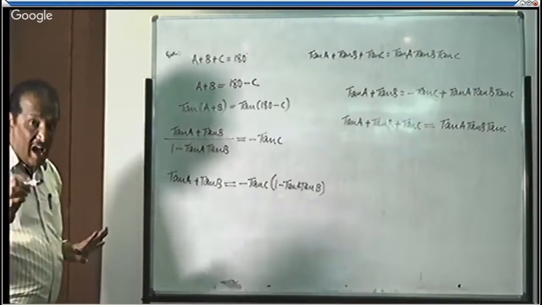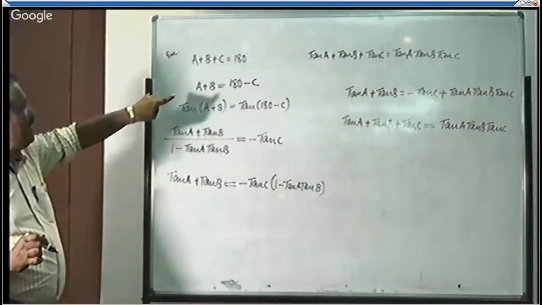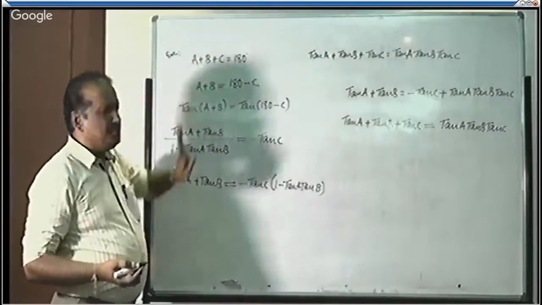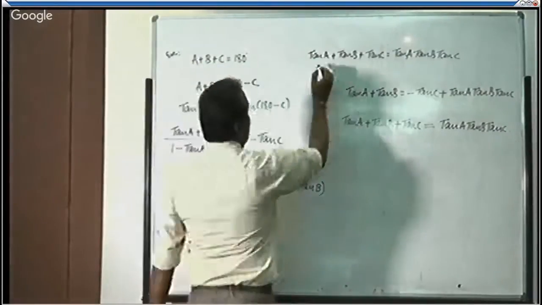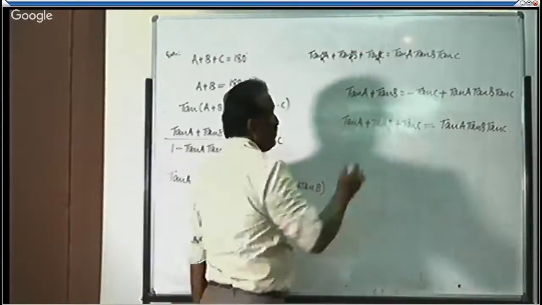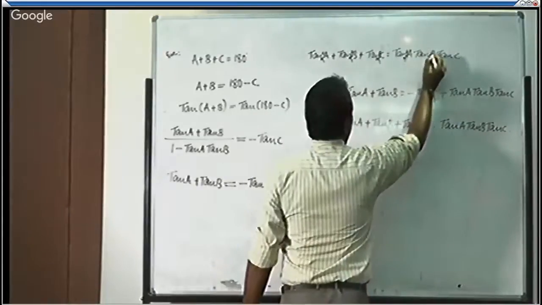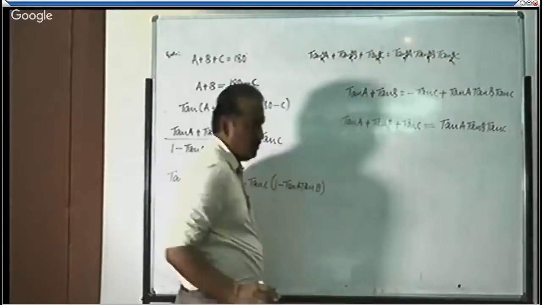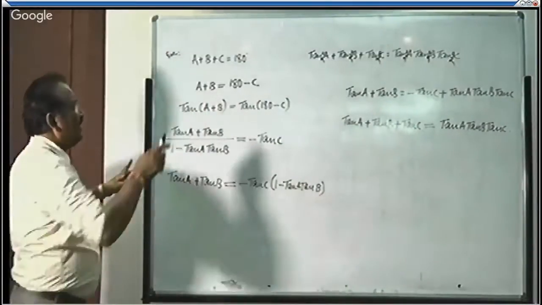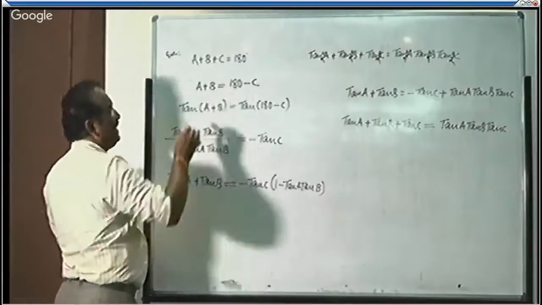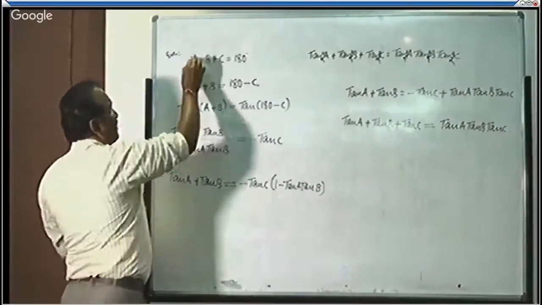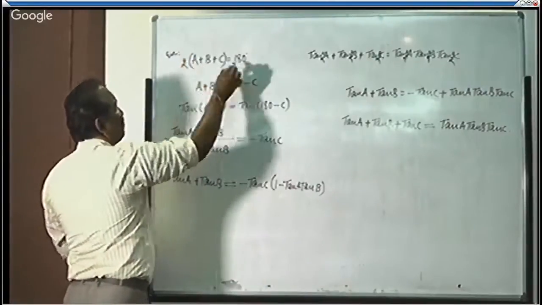So instead of asking this question in this fashion, he may ask: in any triangle ABC, or if A plus B plus C is equal to 180 degrees, prove that tan 2A plus tan 2B plus tan 2C is equal to tan 2A tan 2B tan 2C. So the concept is the same. With a little bit of common sense, we know that A plus B plus C is equal to 180 degrees. Since the required answer is in terms of 2A, 2B, 2C, therefore multiply on either side by 2.